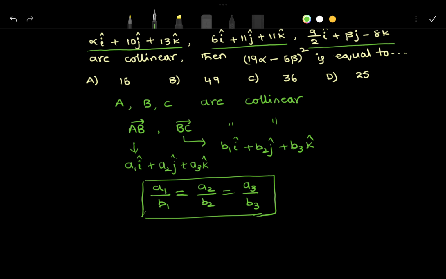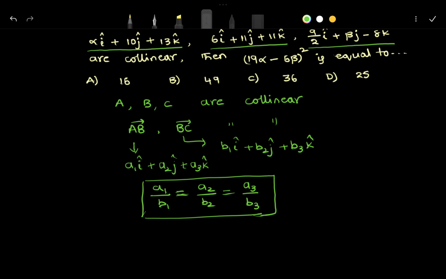Here, these 3 points are collinear means you reduce them into 2 vectors. How many points are collinear? 3 points. Those points you convert into 2 vectors. Then if the 2 vectors are collinear or parallel, the condition will be A1 by B1 is equal to A2 by B2 is equal to A3 by B3. So by using this concept, you follow this question.